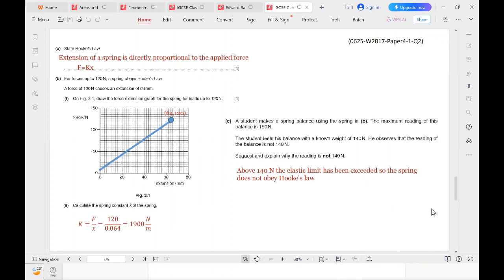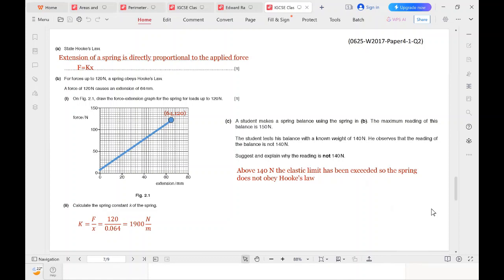Okay, so in A, we're asked to state Hooke's law. Hooke's law stipulates that the extension of a spring is directly proportional to the applied force, or F equals Kx, but you should write it in words, not only write the equation.